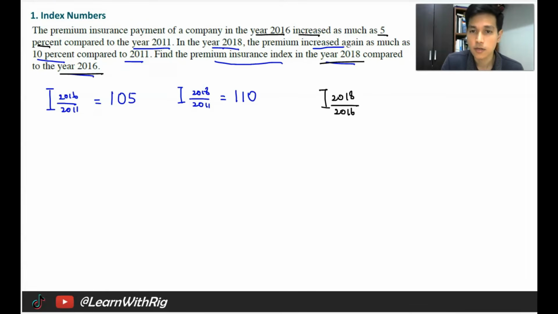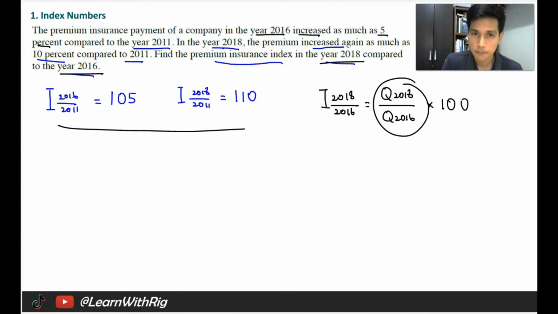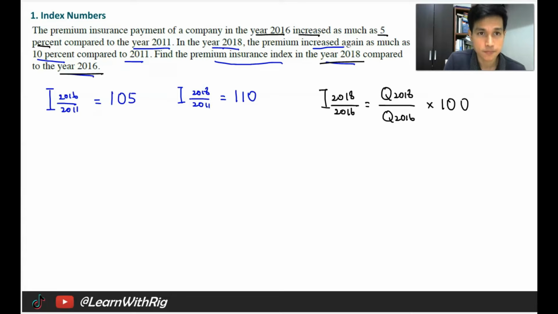2018 based on 2016. So the formula is what? Formula is Q 2018 divided by Q 2016 times 100. So now your job is to see how you can combine these two to form this. Okay, but before that, let us find the Q value first for each of these. So if I convert this, the index formula should be Q 2016 over Q 2011. Okay, I'm supposed to times 100, right? But I'm not going to do that. I'm going to shift the 100 to the opposite side. So you get 105 divided by 100.